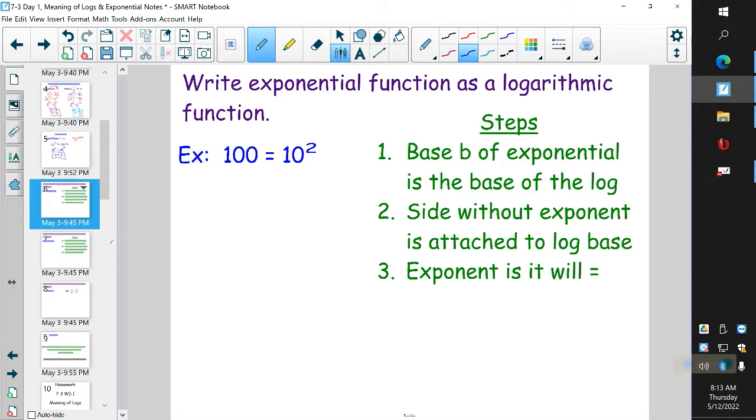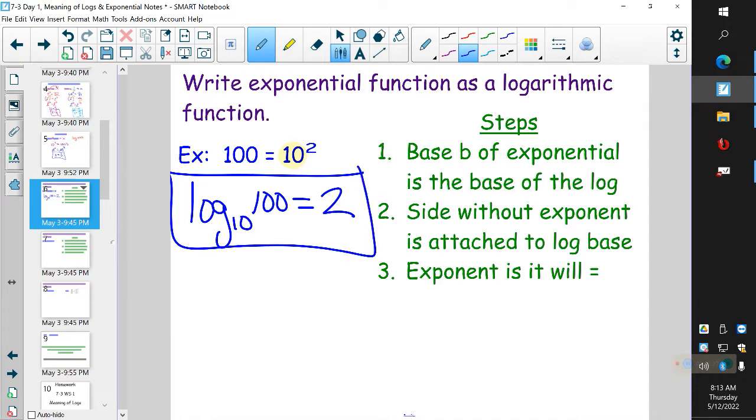Now we're going to go backwards. We're going to write this as a logarithmic function. So what is the base of this exponential? It is a base of 10, so I'm going to write the word log, and then I'm going to put 10 in the little part as a subscript, and then I'm going to write an equal sign, leaving a space, and this is going to be the number 2, and I'm going to have 100 written as the big number.